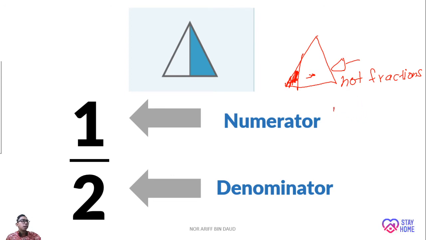Okay. Another example, we have one square box here, and the square box is divided like this. This is also not a fraction, because the sizes in this square box are not the same. Okay, the size must be the same.